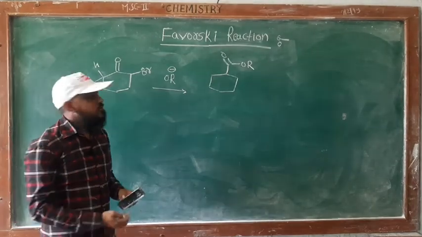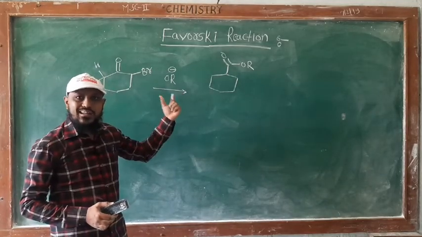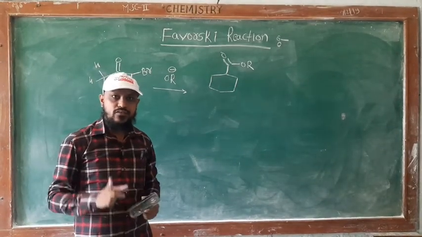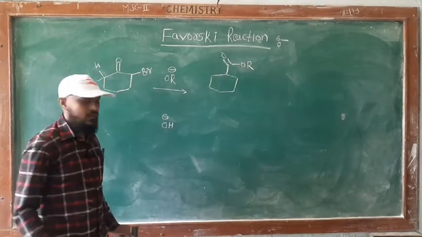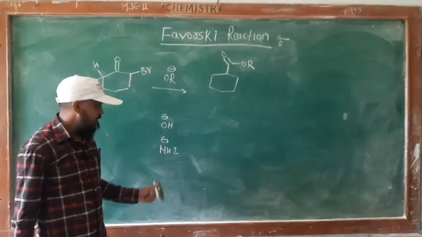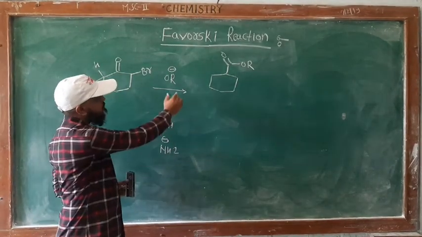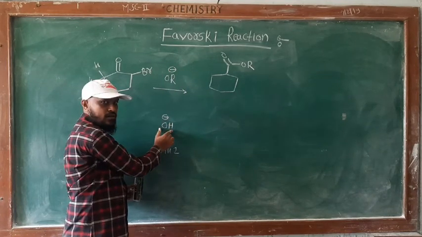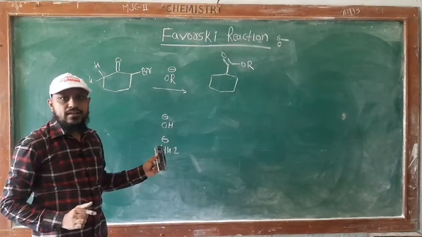Okay, so in the Favorskii reaction, instead of alkoxide we can use different types of other reagents. For example, we can use hydroxyl ion and also NH2 negative ion, which is called the amide ion. So instead of alkoxide in the Favorskii reaction we will use hydroxyl ion as well as NH2 negative ion or amide ion, so we will get a different type of product.